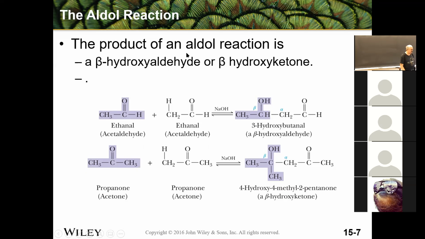Aldol originally referred to a reaction such as the first one. Today it also includes reactions of ketones. Okay, so this second reaction, even though it doesn't involve an aldehyde, is also considered an aldol reaction. So we end up with a beta hydroxy ketone. Okay, so this is 4-hydroxy-4-methyl-2-pentanone. Again, the ketone takes precedence over the alcohol in naming.